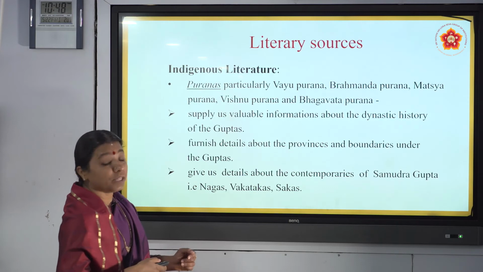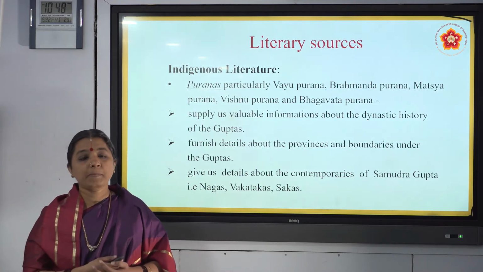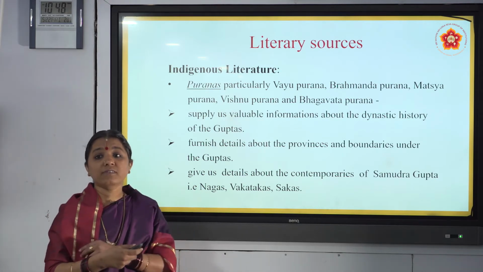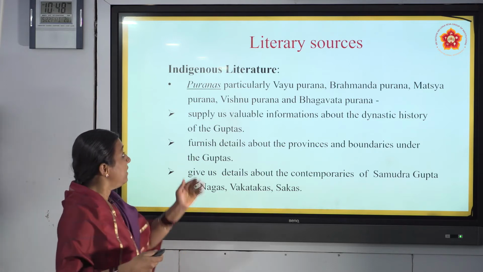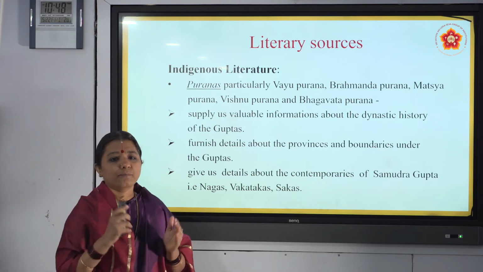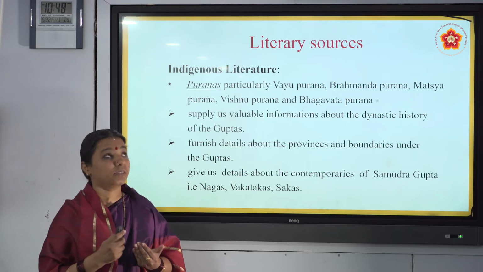So let us move to the next section of sources, literary sources. Here we know about the two literary sources, indigenous as well as foreign sources. Indigenous literary sources, that is Indian literary sources, provide us with valuable information to reconstruct the history of Guptans.